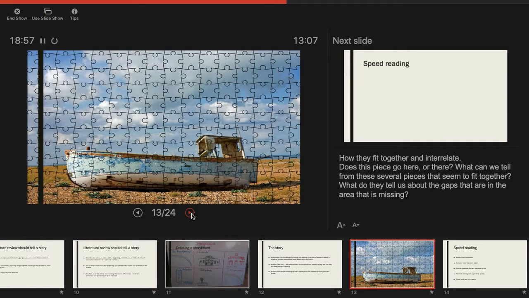And once you've done that, you are able then to bring the pieces together and, as I mentioned, relate every piece together so that they fit and are very much interrelated. So you will constantly ask the question, does this piece go here or there? And what can we tell from these several pieces that seem to fit together? It's also important because if there's a missing piece over here, it will help you to identify what you still need to read up and what you need to review.